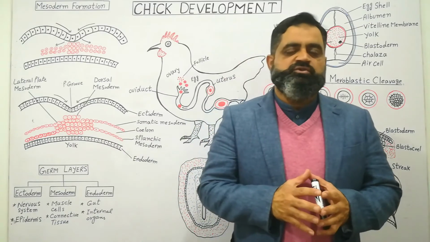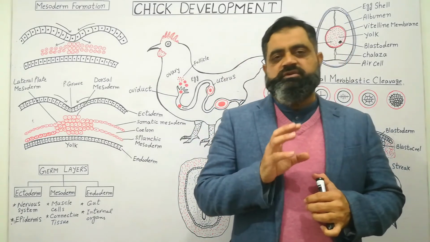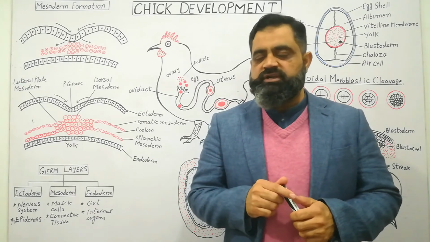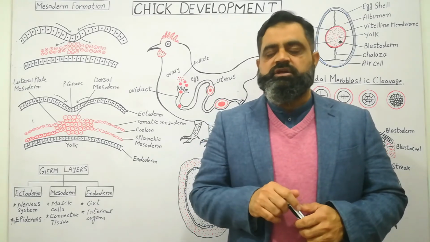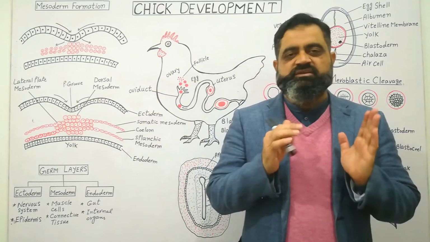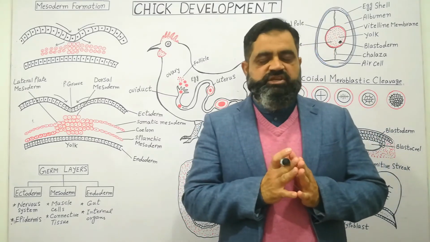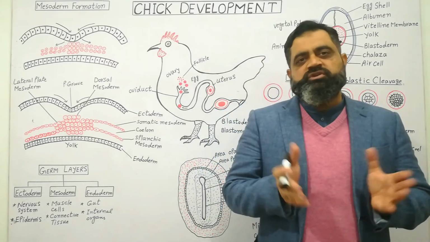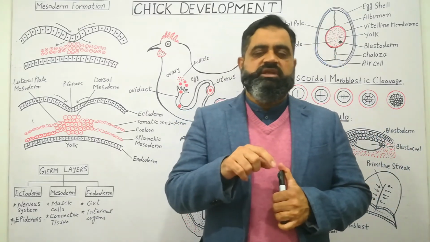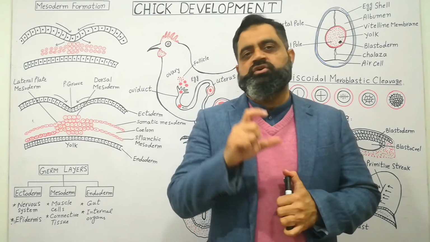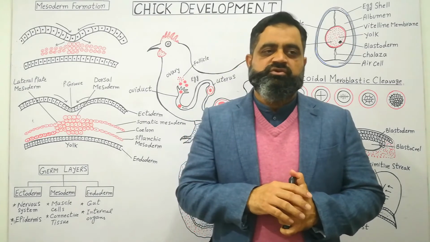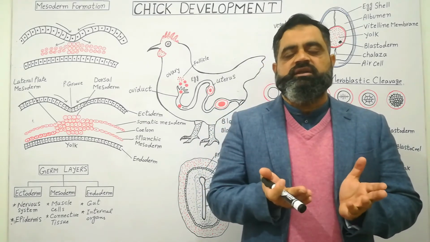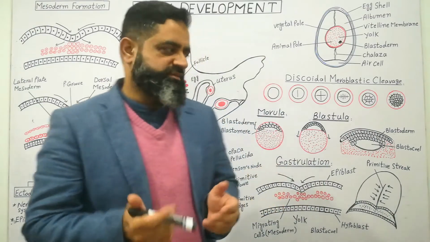This process is very crucial in development because after the formation of these layers, organogenesis will start and different organs of the body will form and the process of development will complete. So let's move on to this important stage and we'll see how this process takes place. As you know, this development is taking place on the surface of the yolk of the chicken egg. So this kind of development is known as discoidal development or discoidal cleavage.